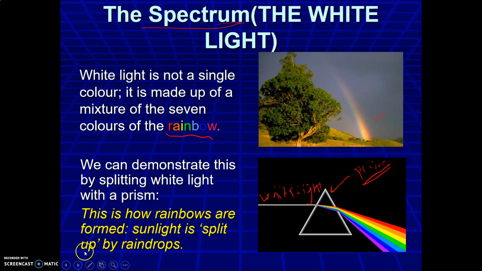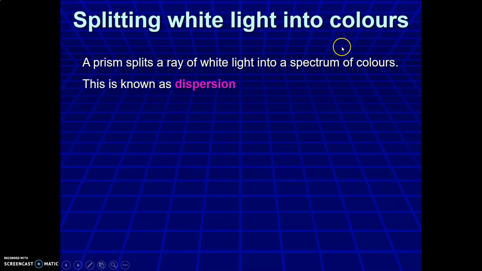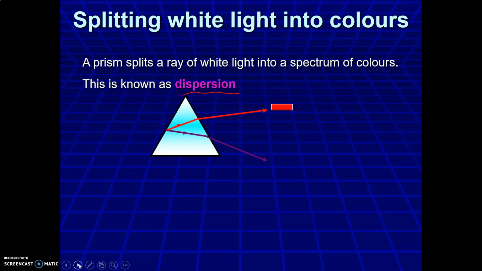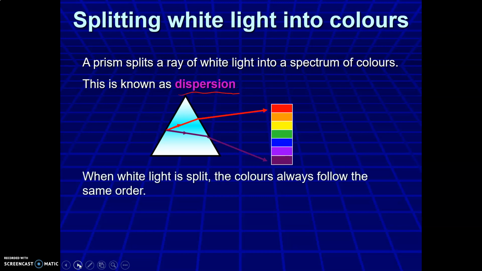The sunlight is split by the raindrops, splitting the white light into colors. It's called dispersion. In dispersion, the white light is divided or separated into its own colors. These are the rainbow colors.